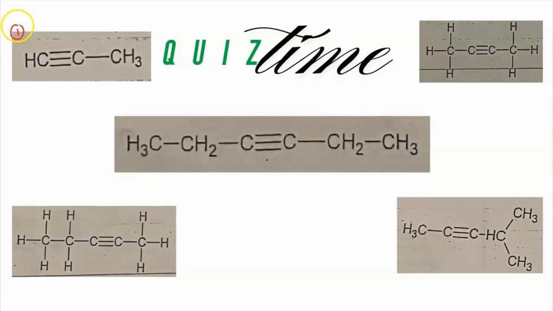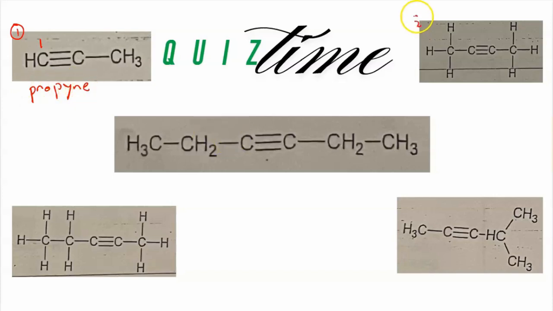All right, starting with our first one, we have a 3-carbon chain. And it looks like it's on the 1st carbon. Even if it was over here, it would still be the 1st carbon because that's where we would count from to have the lowest possible number. So this is simply propyne.